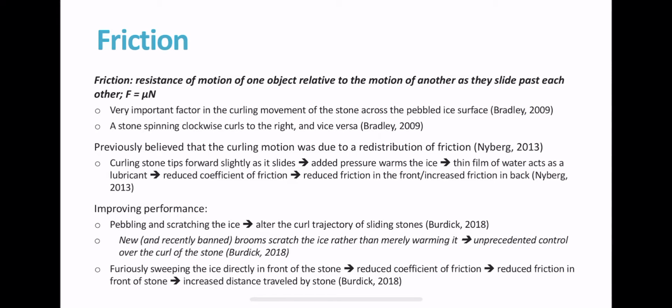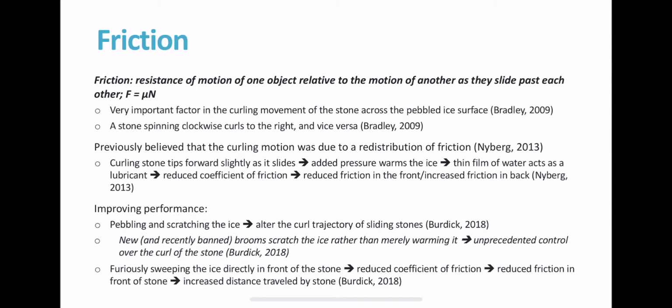The lubricated surface reduces the coefficient of friction, thus reducing the friction in the front, which increases the friction in the back. Players can manipulate friction to improve performance. For example, pebbling and scratching the ice alters the curl trajectory of sliding stones. Manipulating this rough surface of the ice can lead to unprecedented control over the curl of the stone, because every time the stone encounters a pebble, it catches on it, and because ice is elastic, the pebble is deflected.